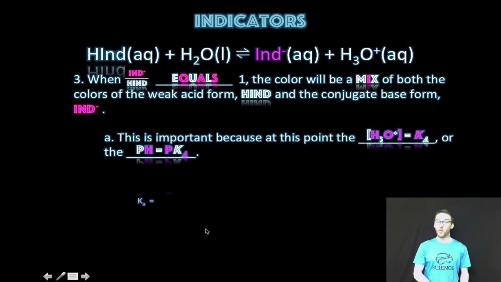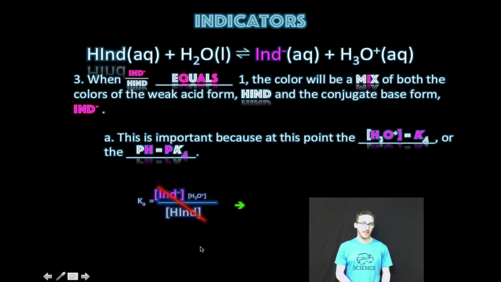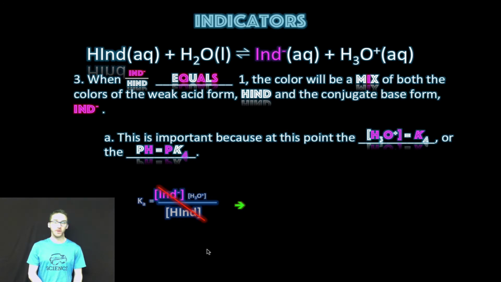Again, as you think about why, remember that we're working with a weak acid, that essentially our indicator is a weak acid. And if the concentration of the weak acid and conjugate base form are the same, they essentially drop out of the Ka expression. Therefore, at the point when those two concentrations are equal, the Ka is equal to the hydronium ion concentration, and if you take the negative log of both sides, the pKa is equal to the pH.